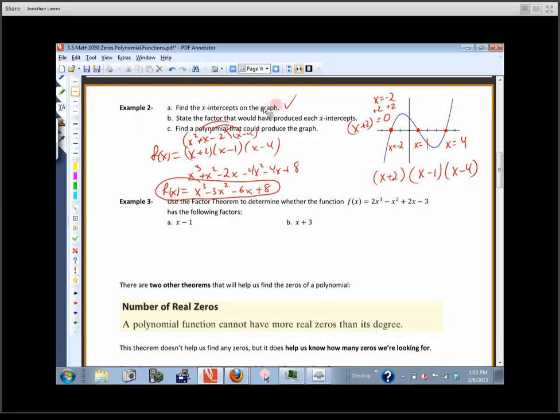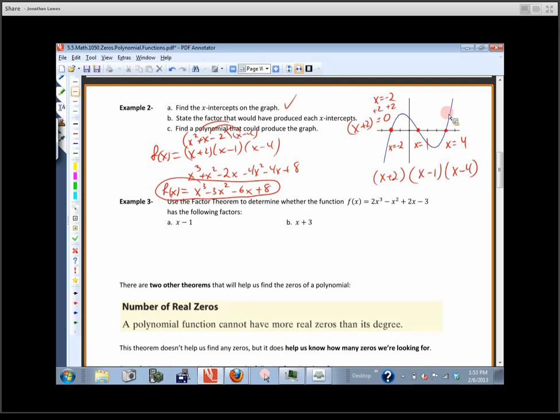Finding the x-intercept is easy. Figuring out the factors is relatively easy. And then we just have to multiply them together to make the polynomial. Now, what degree is this polynomial? Third degree polynomial. Okay? So it should look like x cubed. It should start down here and end up here, does it? Yes, it does.